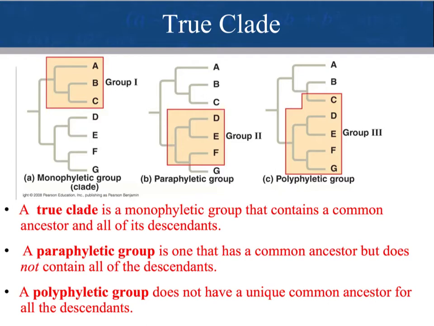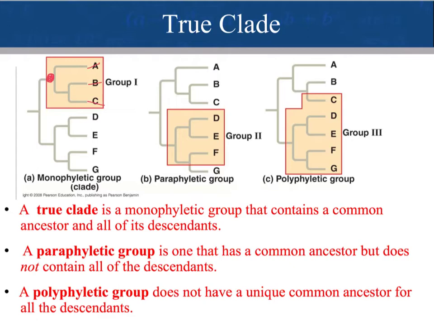So now we're going to start talking some terminology. A true clade is what we call a monophyletic group, and it contains a common ancestor and all of the descendants of that common ancestor. So like right here, this is where the common ancestor would have been, and these are all of the organisms that are as a result of that common ancestor.